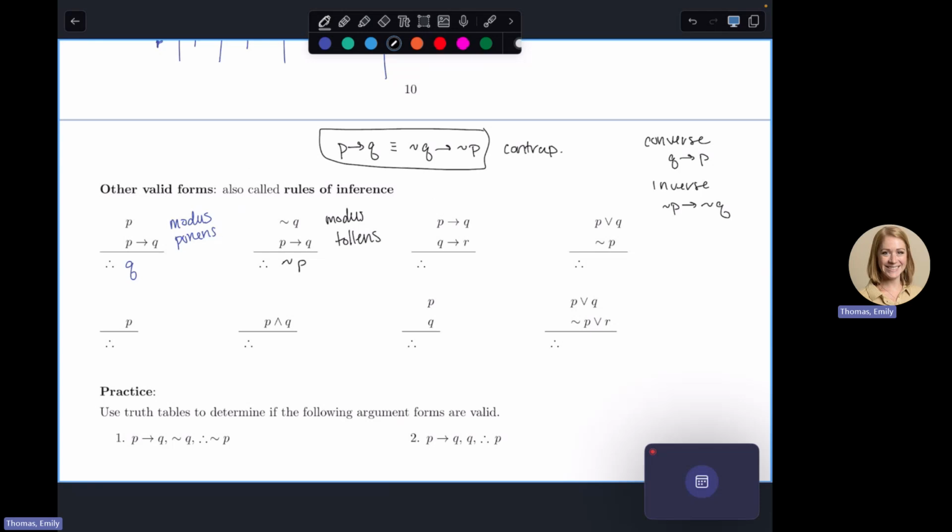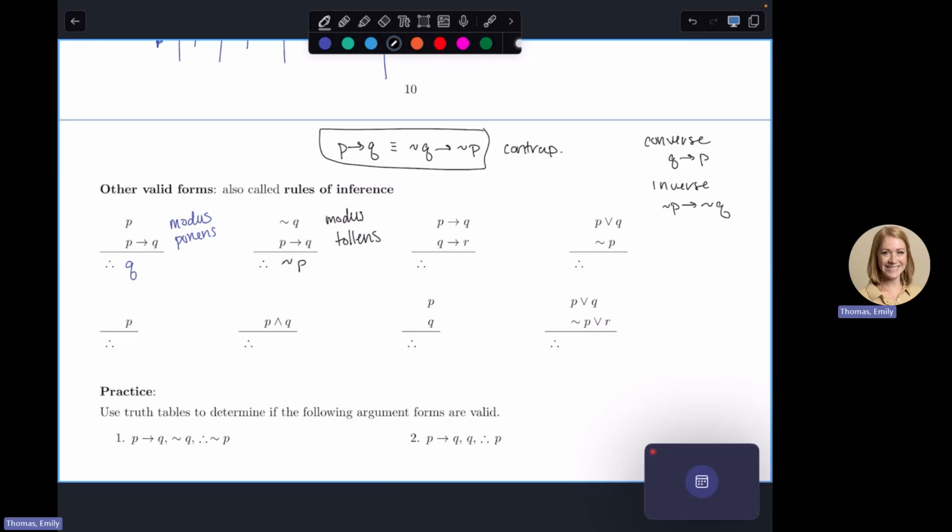This is going to be useful for us when we're doing proofs, and this is 4.1, it's coming soon, but we're going to assume P and show that Q follows, and that's called a direct proof, or you can prove indirectly, which means you suppose not Q and show not P, right? The fact that they're equivalent means you can work with either one of them. Okay, so modus ponens, modus tollens.